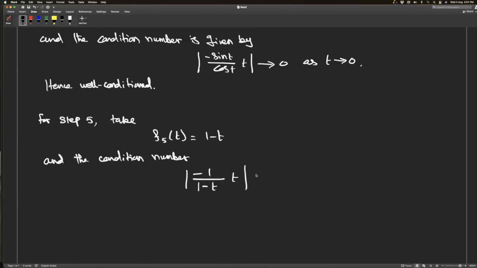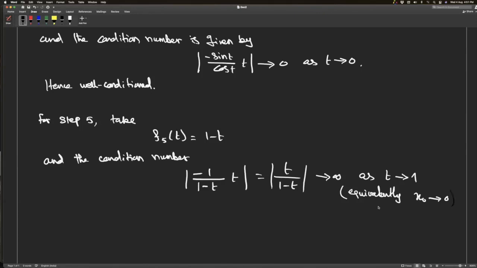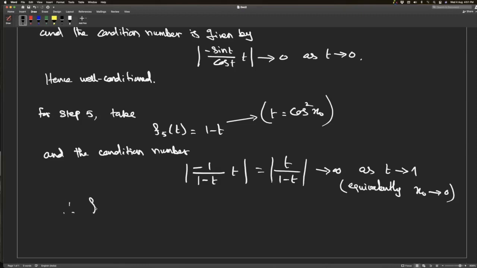So for step 5, take f5 of t is equal to 1 minus t, and the condition number is going to be t by 1 minus t, and that tends to infinity as t tends to 1, right? Equivalently, in our case, it is x0 tending to 0, because our function t is, if you recall, cos square x0. Okay, if you want, you can write it in brackets. Therefore, f5 is ill conditioned in a neighborhood of 0.